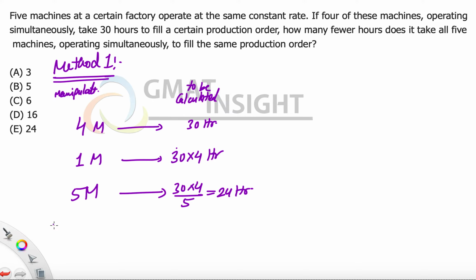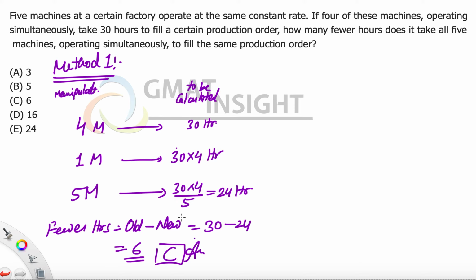The question is, how many fewer hours? The fewer hours means the old number of hours minus the new number of hours. So earlier we were spending 30 hours, but now 24 hours are needed. So the fewer hours will be 6, and that will be answer option C. That's method 1. Now let's talk about method 2.